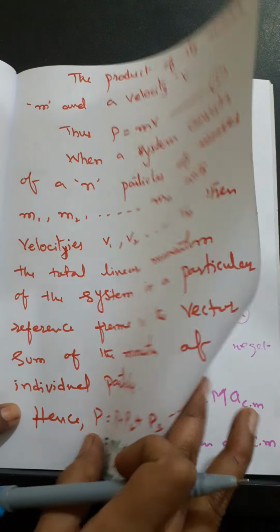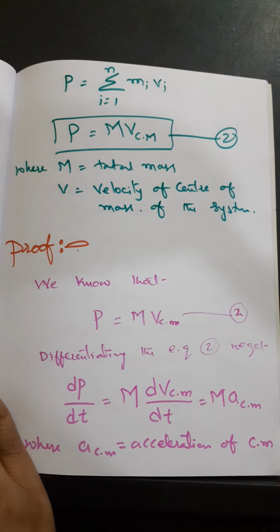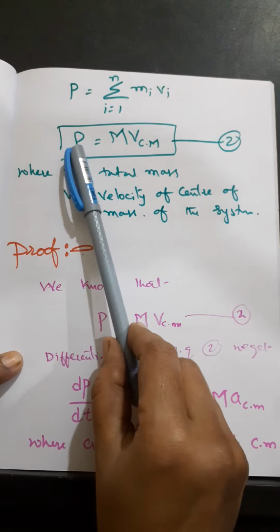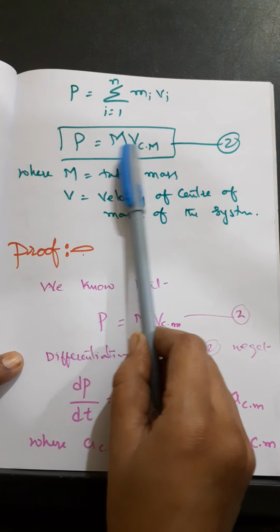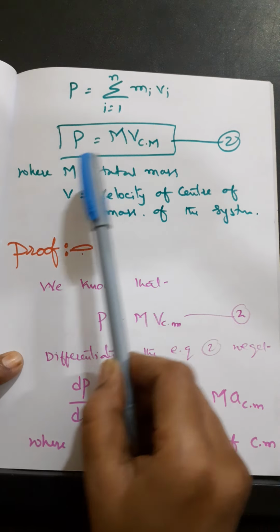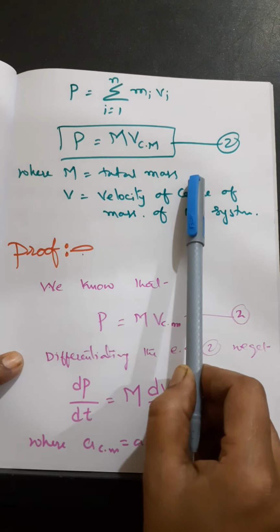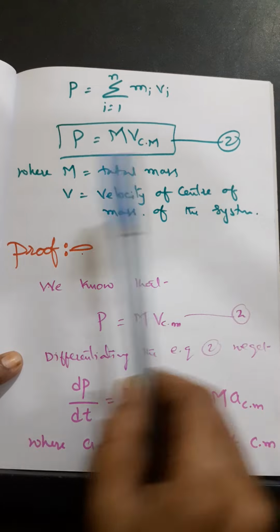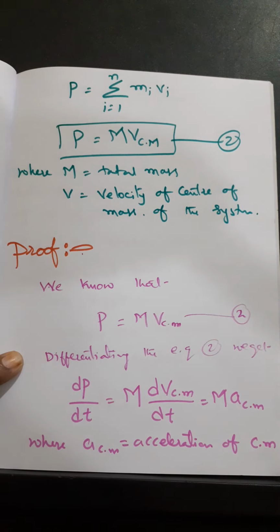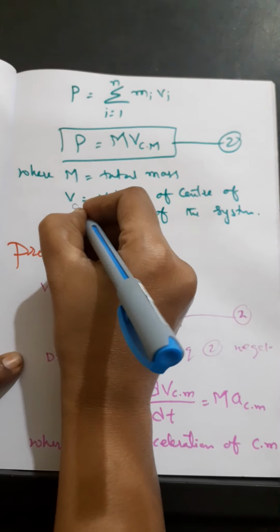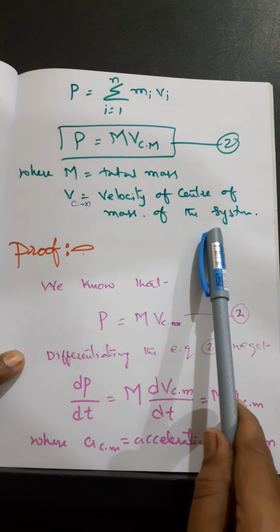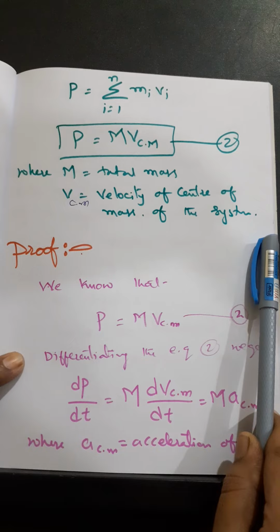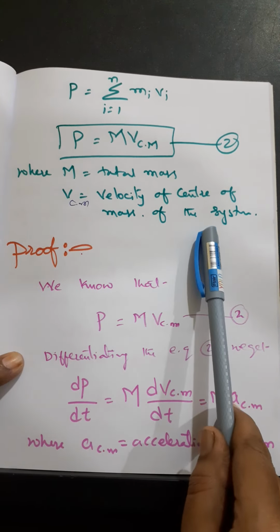So this is the linear momentum, or it can be written as P = M VCM, where capital M is the total mass, that is m1 + m2 + m3 and so on, and VCM is the velocity of the center of mass of the system.